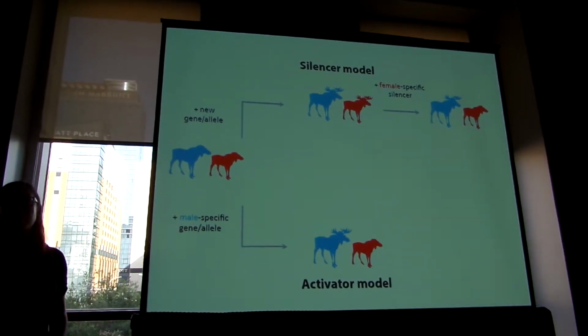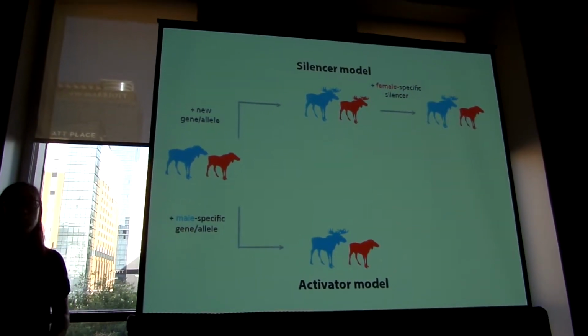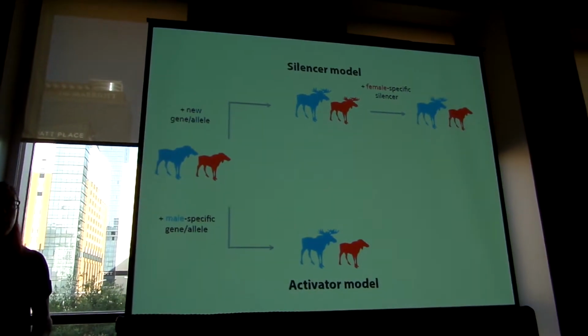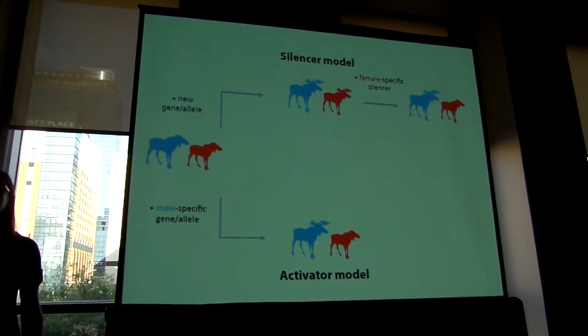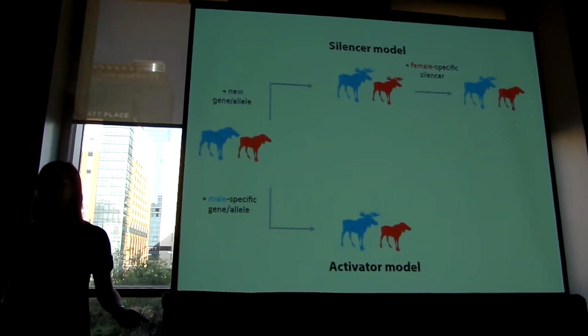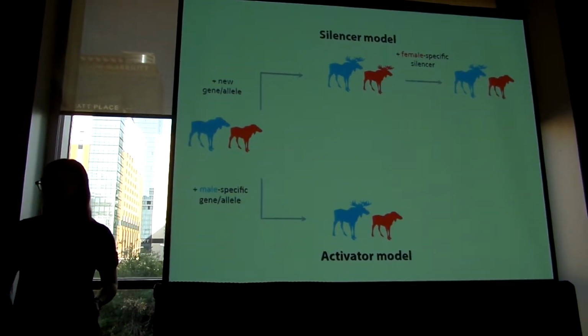By contrast, maybe you might avoid sexual conflict if you evolve a sex-limited trait from the outset. So if there was an origin of a male or female specific allele, you could get a sex-limited trait immediately without ever passing through this intermediate monomorphic state.